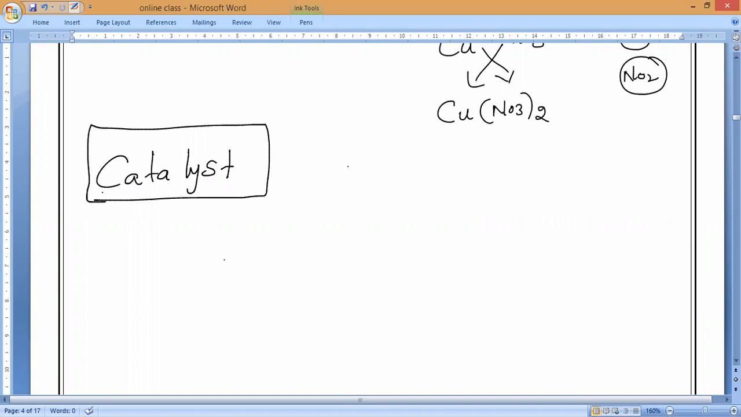Understand? So a catalyst is the substance which we use in a chemical reaction to increase or decrease the speed of reaction. Do you understand what I'm saying? We can speed up or slow down the reaction using a substance called a catalyst. Now, sir, what do you mean by catalyst? I want to understand with an example.